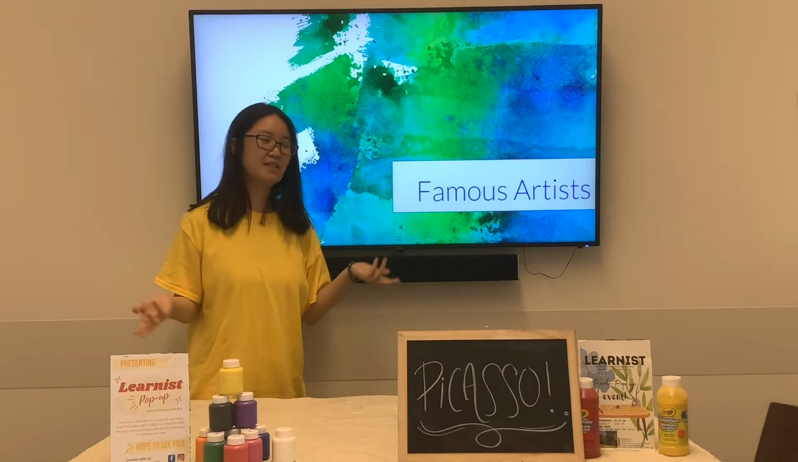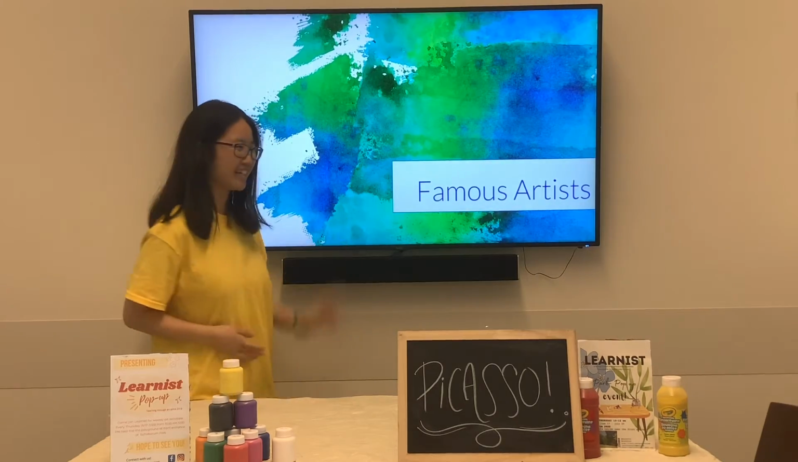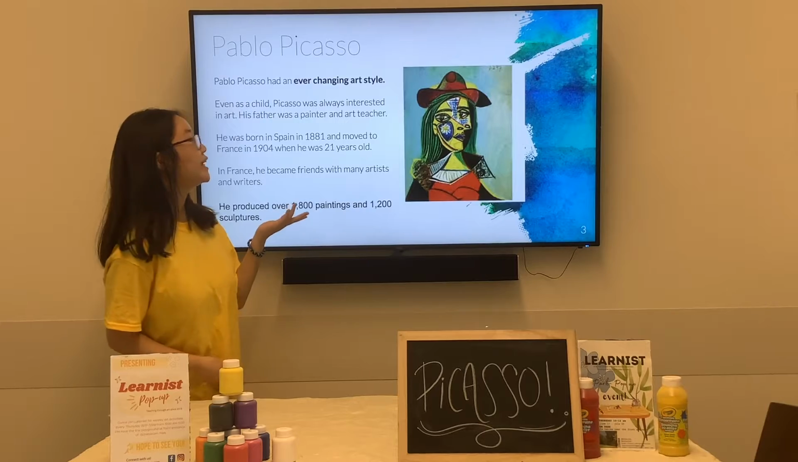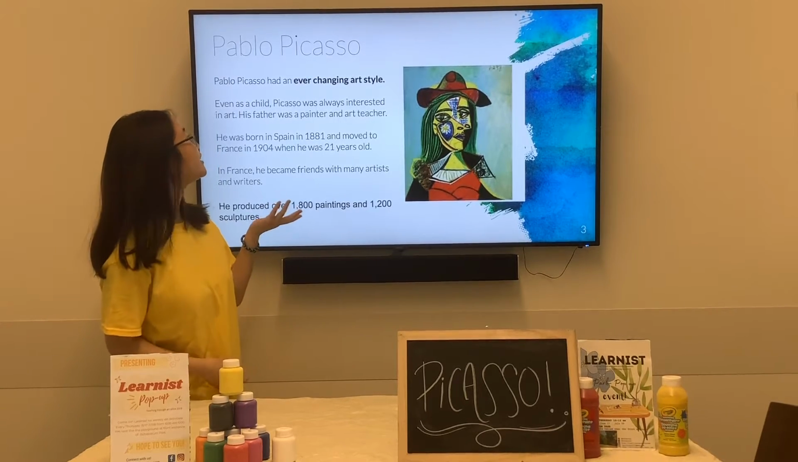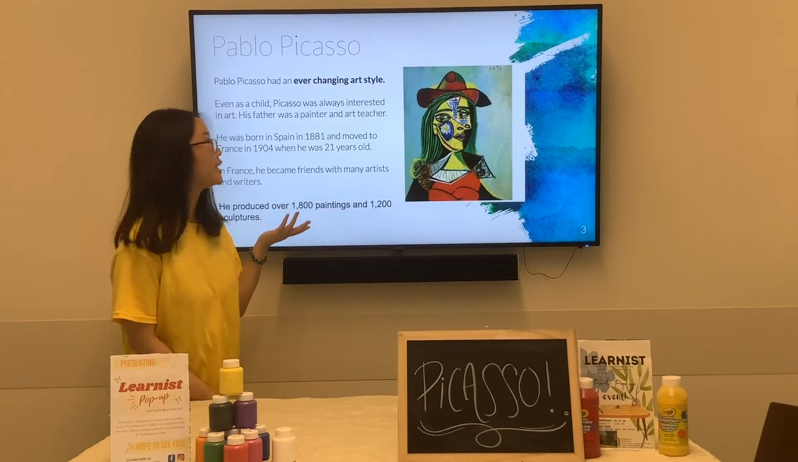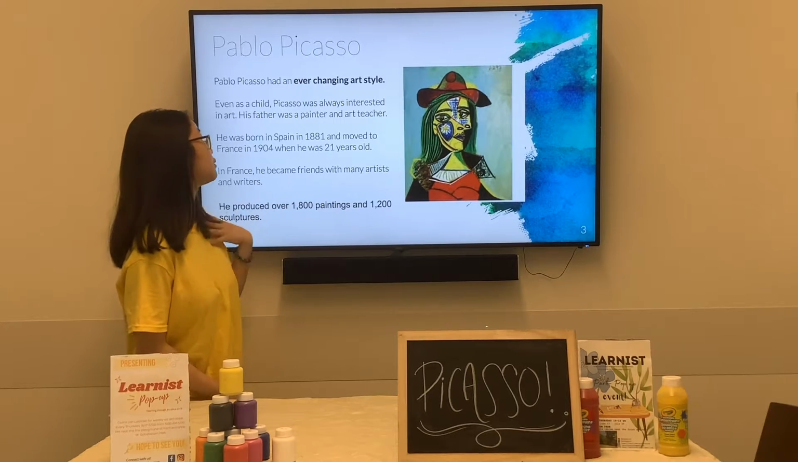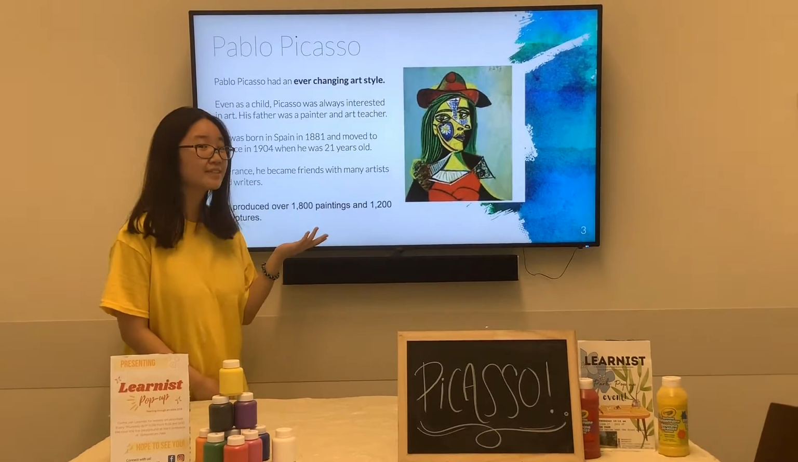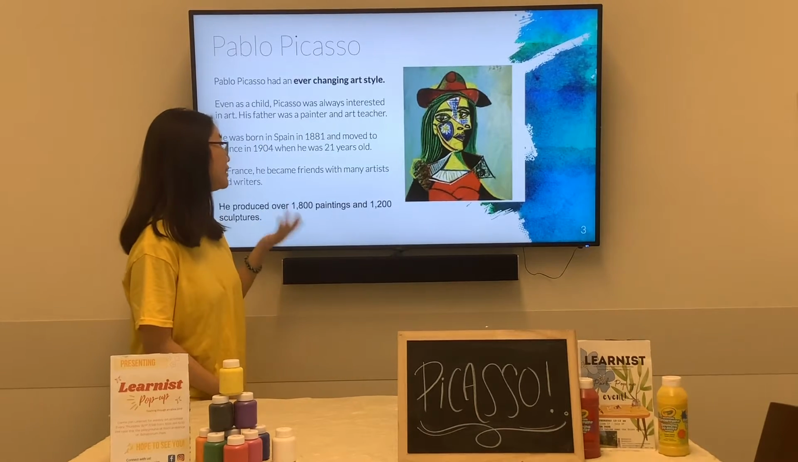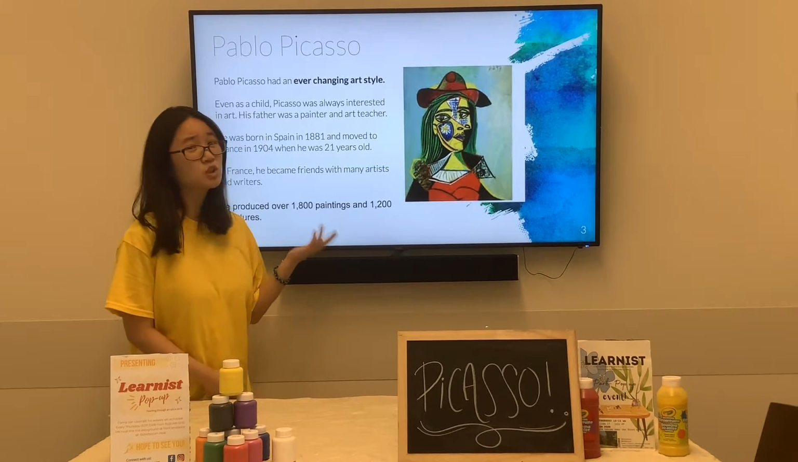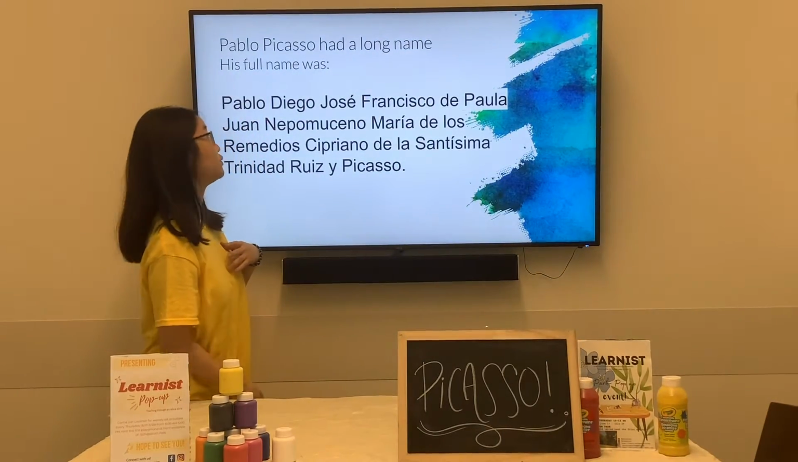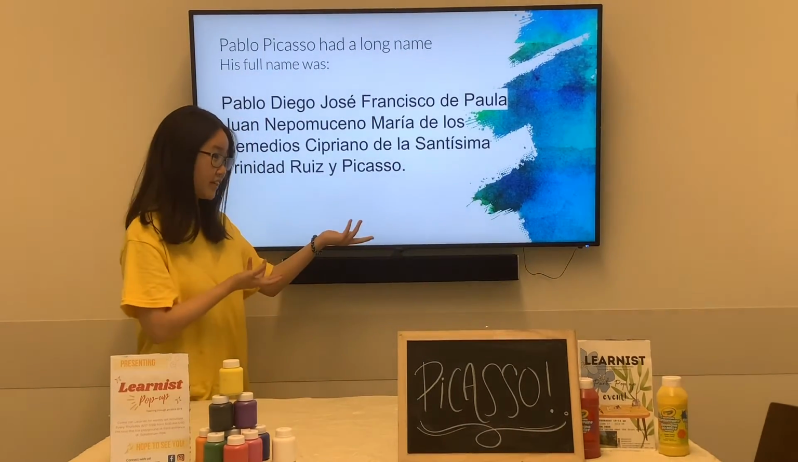So today we're going to be talking about Pablo Picasso, a famous artist. Pablo Picasso had an ever-changing art style. Even as a kid, he was always interested in art since his father was a painter and an art teacher. He was born in Spain and he moved to France. In France, he became friends with many different artists. He produced over 1,800 paintings and 1,200 sculptures. Pablo Picasso had a really long name, as you can see over here.